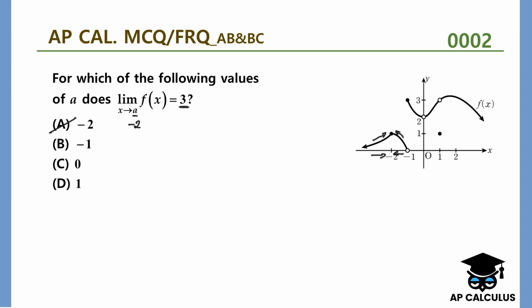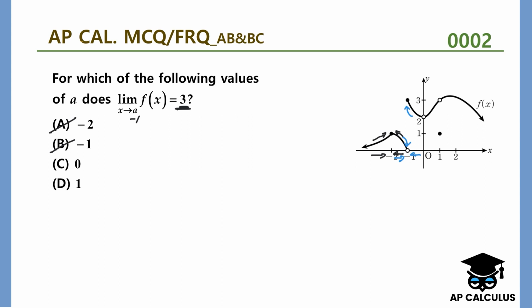Okay, B, we have -1. As x approaches -1 from the left-hand side, it approaches 0. From the right-hand side, it approaches 3, right? The left-hand limit and the right-hand limit are different. In this case, the limit does not exist. Not equal to 3, right? So B is not the answer.